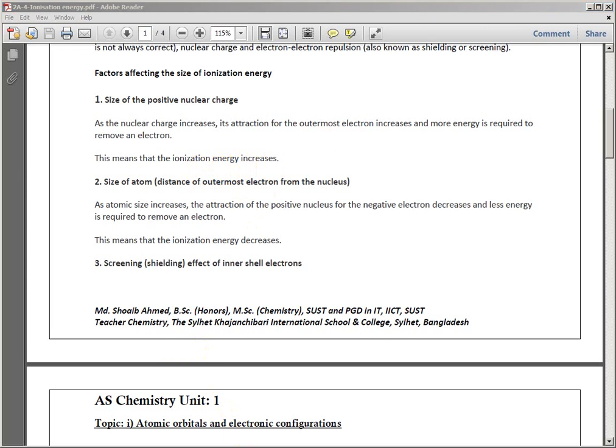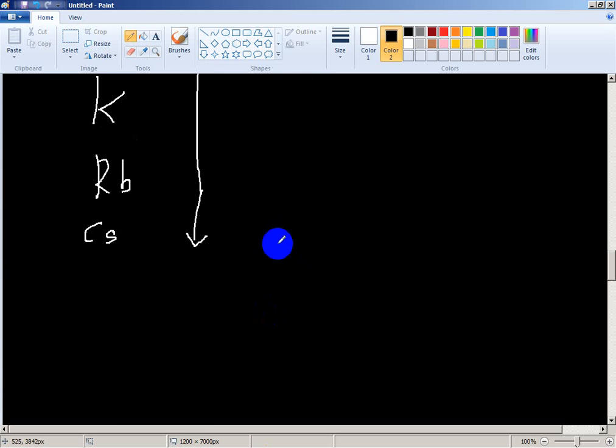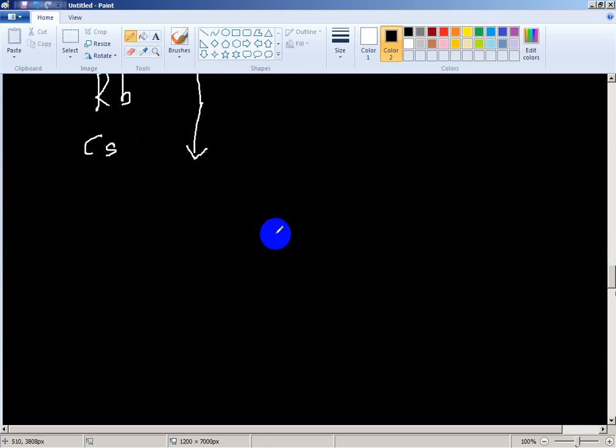Can you say, for group 1 and group 2 elements of period 3, like sodium and magnesium, which one has more ionization energy? Sodium and magnesium? Sodium? No. Magnesium. Why is magnesium more ionization energy?